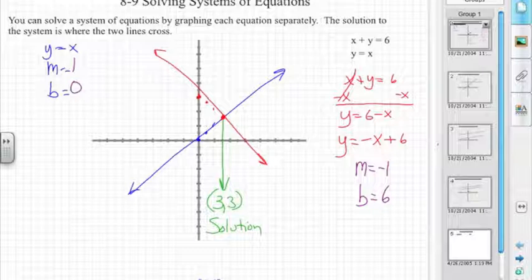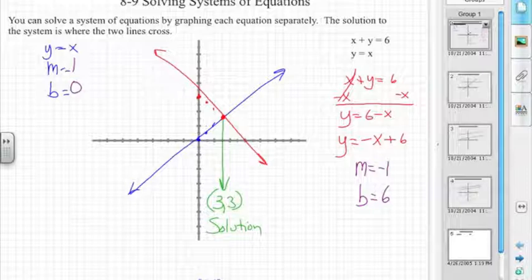So, solving systems of equations by graphing. This is one way. This is not a very exact way of finding the solution. You can obviously see that it's not exact because my red line isn't on the graph where it's supposed to be. It's a little up to the right. So it's not exact. It's a good approximation. I will show you in a few minutes a more exact way of finding the answer.